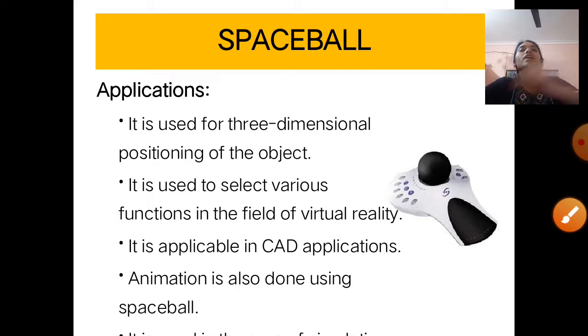Next, the applications where space balls are used. It is used for 3-dimensional positioning of an object, that means a 3D object. It is also used to select various functions in the field of virtual reality. It is applicable in CAD applications also. Animation is also done using space balls.